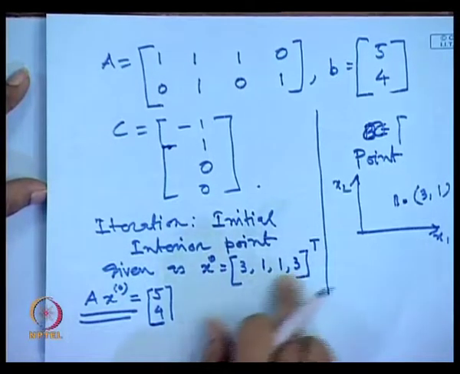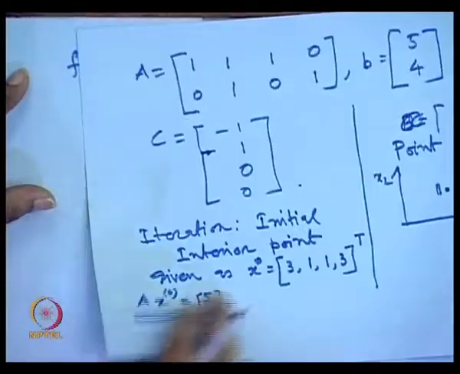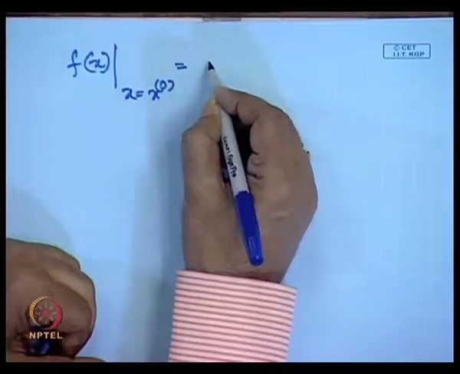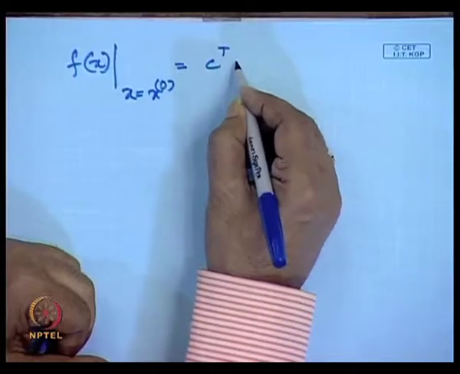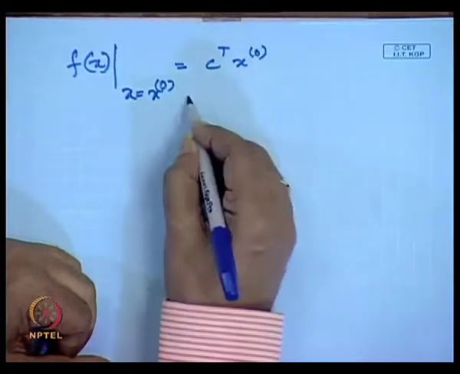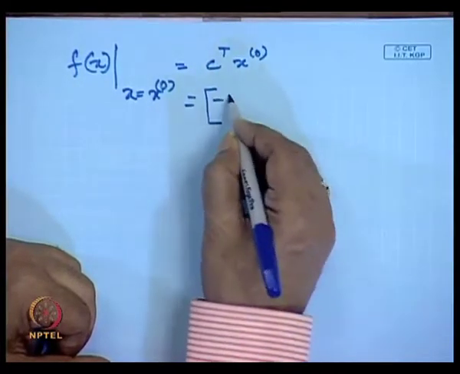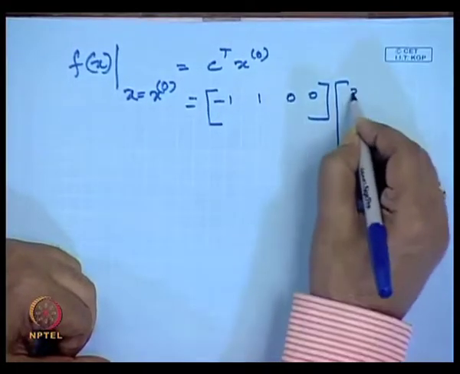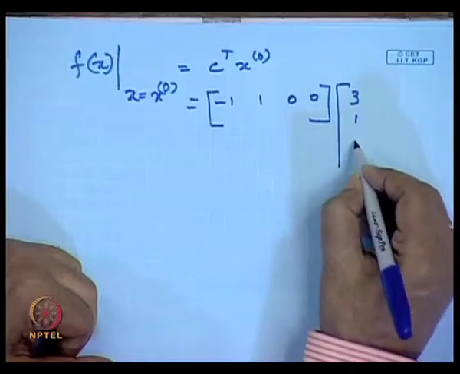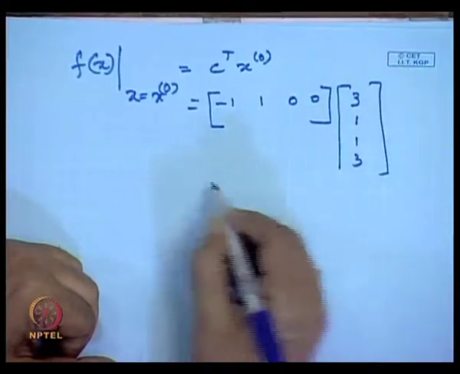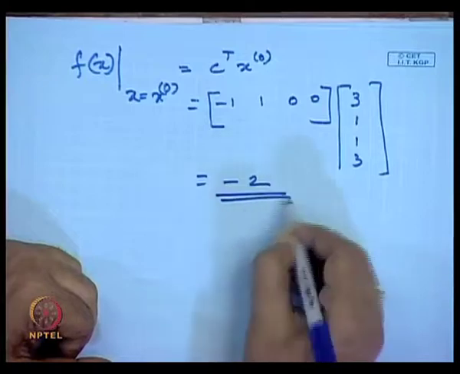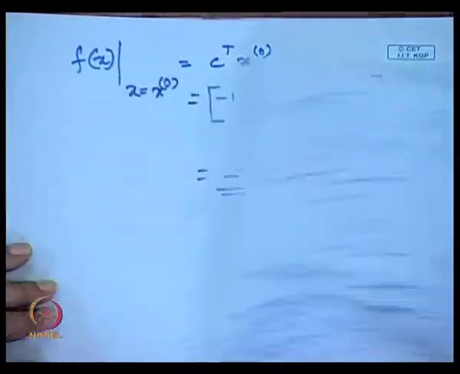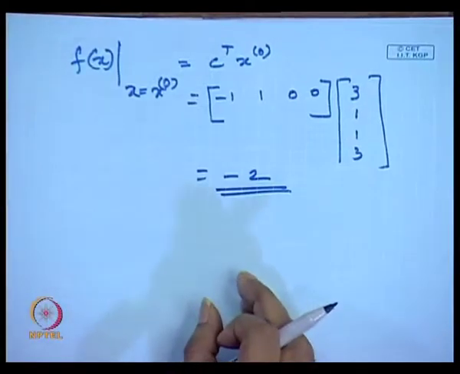If you consider how you have selected this one, we have mentioned it. So, if you put C transpose into x superscript 0, the value of C is minus 1 1 0 0 and x 0 is 3 1 1 3, and if you multiply it, it is minus 2. So, at this interior point the objective function value is minus 2. So, what do we have to do next?